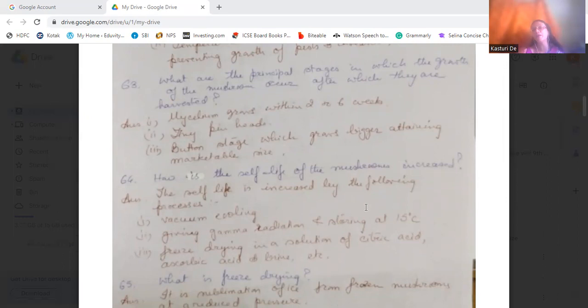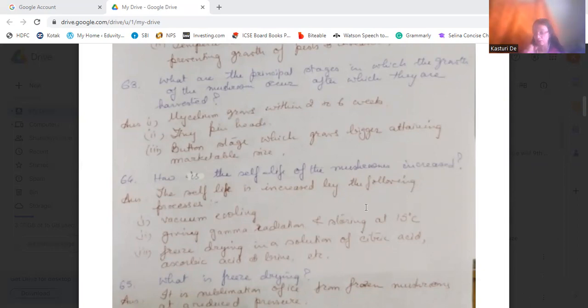So how is it done? By vacuum cooling. Second is giving gamma radiation and storing at 15 degrees centigrade. Then freeze drying in a solution of citric acid, ascorbic acid, and brine, etc. One is kept in a chamber where there is vacuum and that is cooled. Then gamma radiation is given.